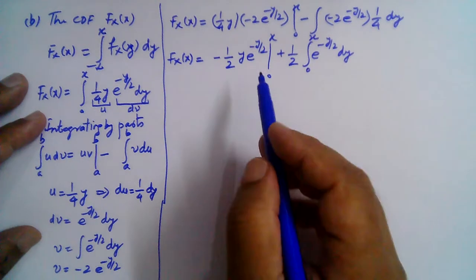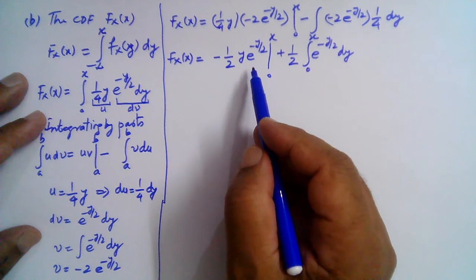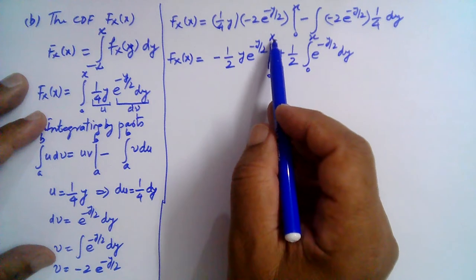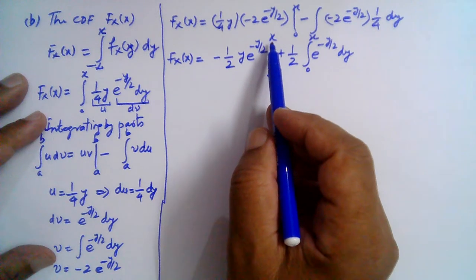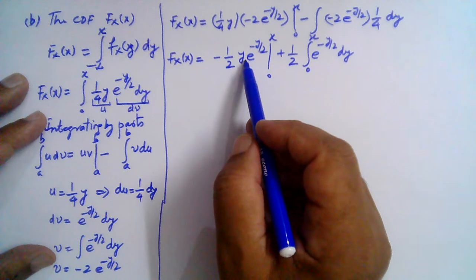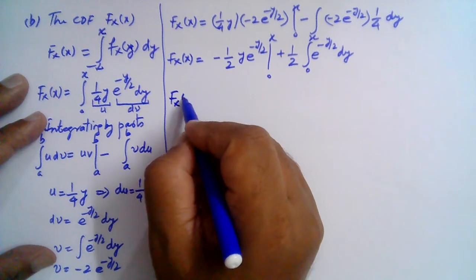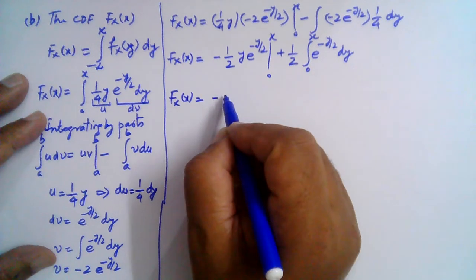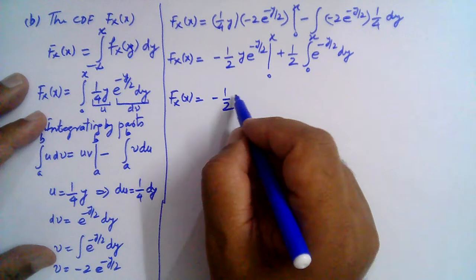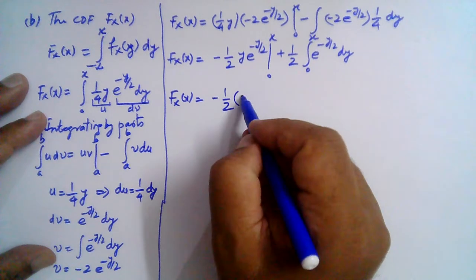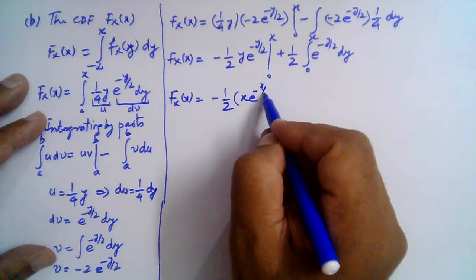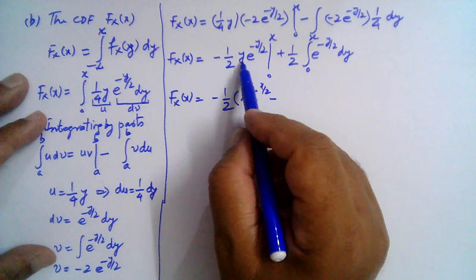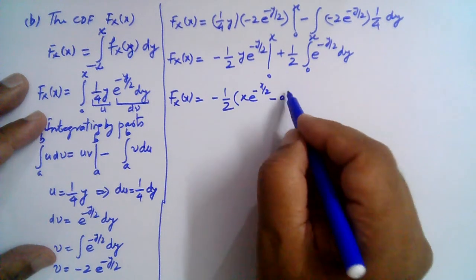So again, to evaluate this integral, now this is not infinity here, so we do not need to use L'Hopital's rule anymore. So we can put in the value of x. So this is equal to minus 1 over 2, which is a constant, we take it out. So this is x e to the power minus x over 2, right? And then minus, this is zero, right? So we substitute 0 here, so this is 0, right?